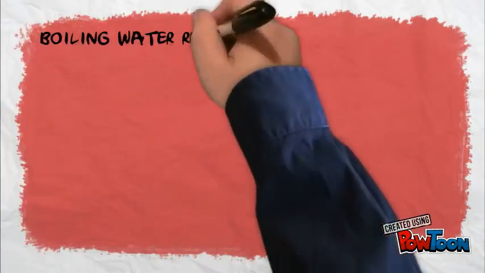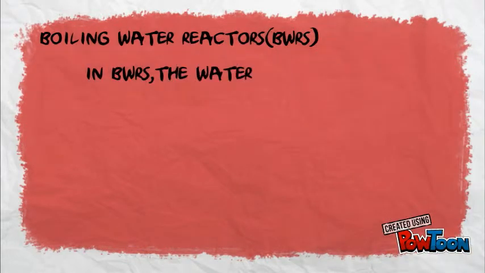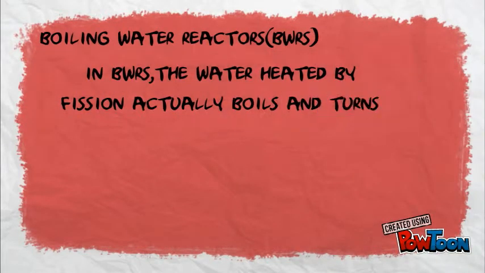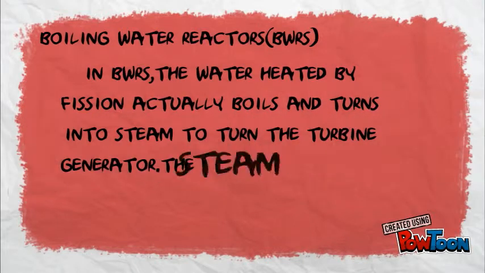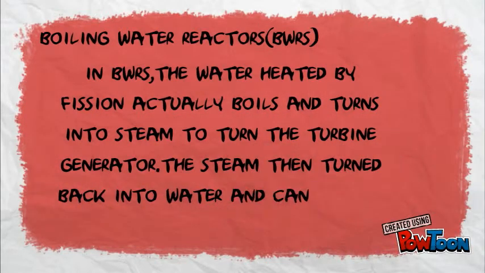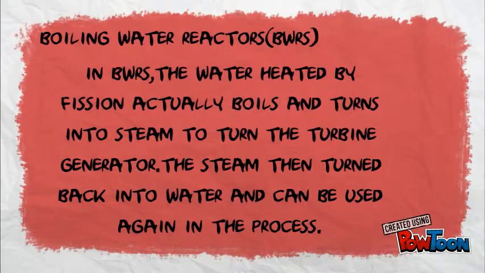In boiling water reactors, the water heated by the fission actually boils and turns to steam to turn the turbine generator. The steam then turns back into water and can be used again in the process.